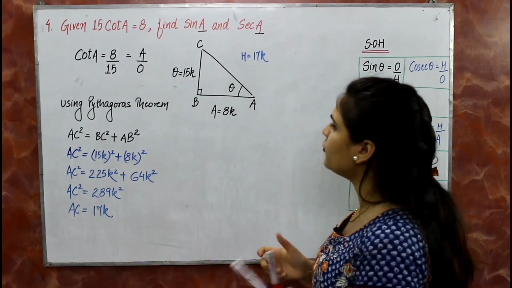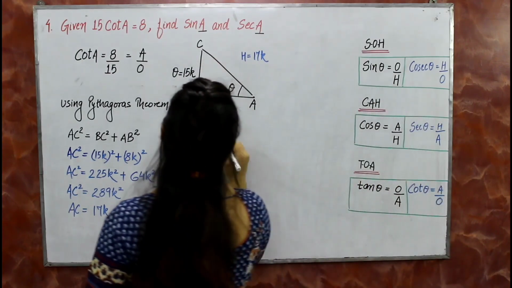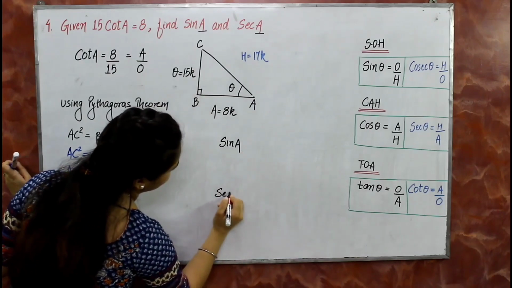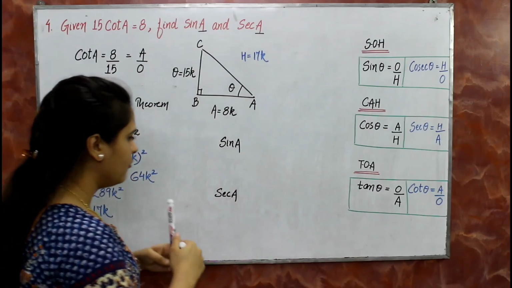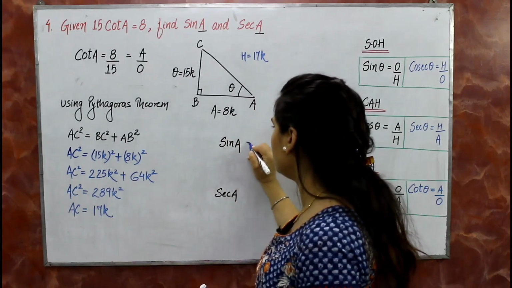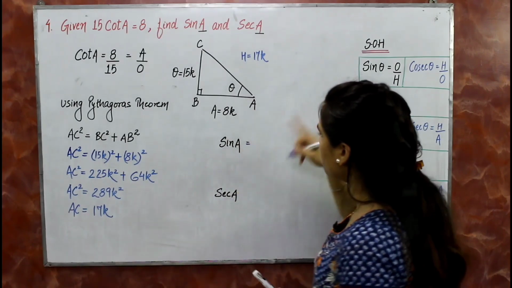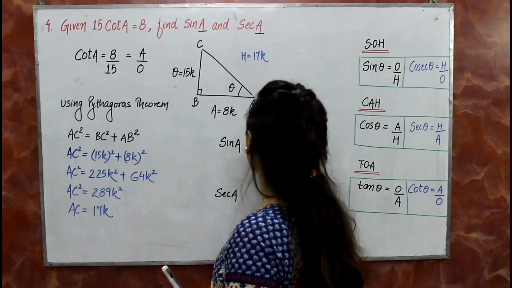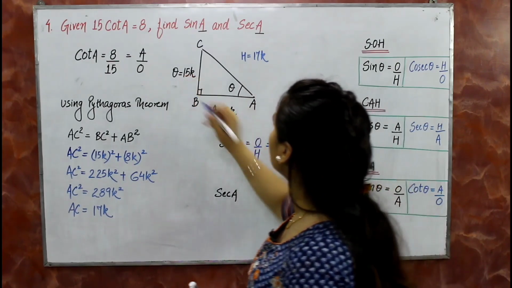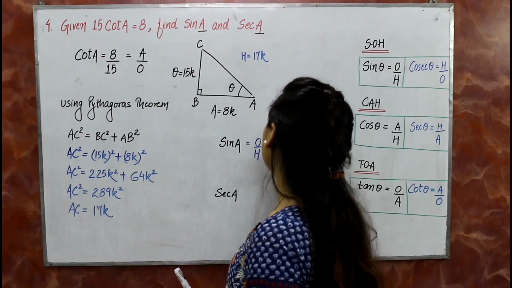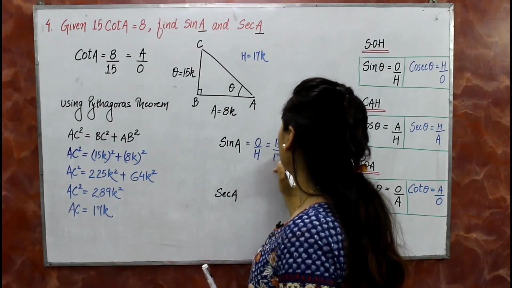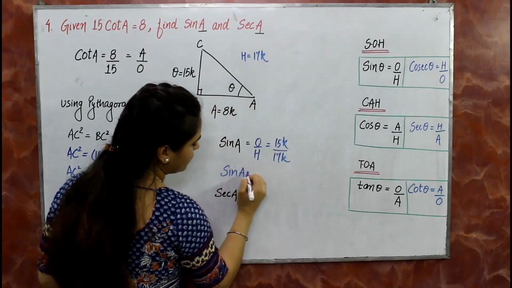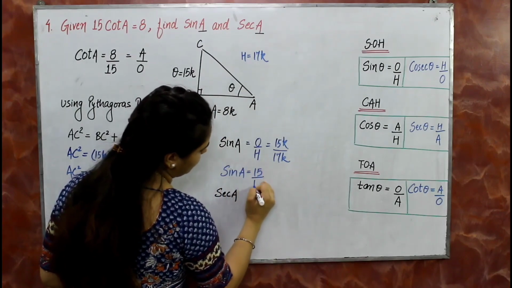Now it's very easy to find these two values. One is sin A, another one sec A. Formula for sin A is SOH, so O upon H. Opposite side 15k and hypotenuse is 17k. So the final value of sin A is equals to 15 upon 17.